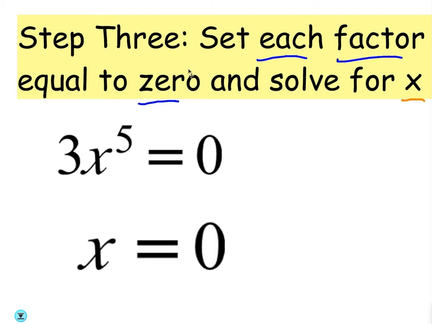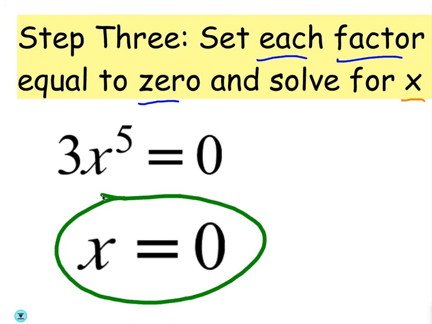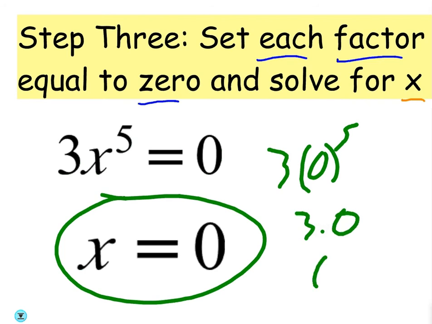So I'm going to start with the first one, which is 3x to the fifth. Now, if you divide by 3 and you take the fifth root, you get x equals 0. So that's going to be our first x-intercept. Whenever you just have a factor that's just an x term, 3x to the 7 or whatever, it's going to be 0. Because 3 times 0 to the fifth is just 3 times 0, which is just 0. So that's the first factor. That's the easiest one. The next one, we're going to be using the quadratic formula.